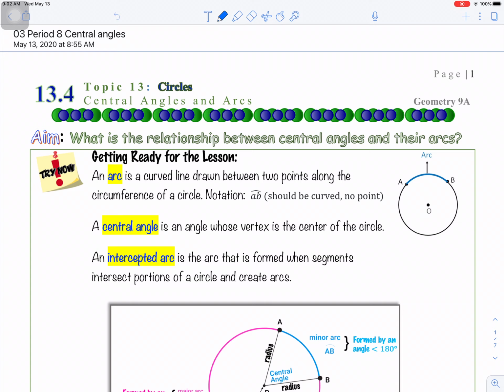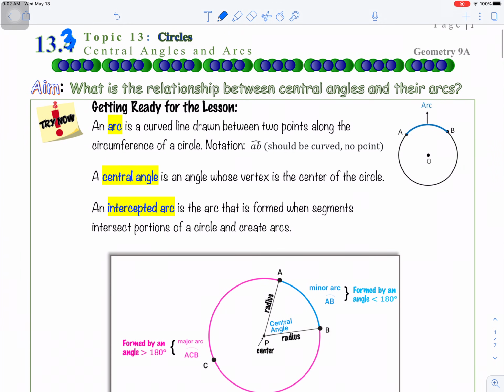It might not be morning for you, but I know this lesson says 13.4, but it's 13.3 for us. Okay. I just skipped 13.3 because I didn't think it was something you really needed to know.